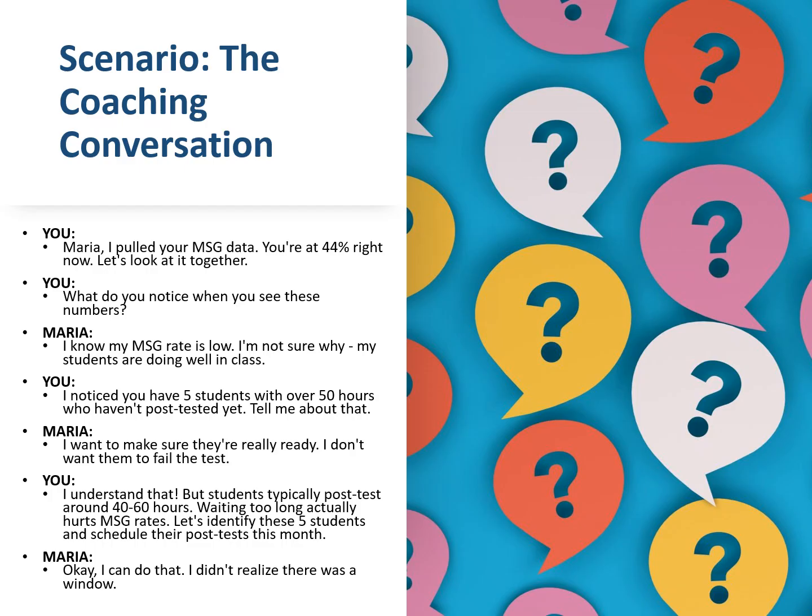Now you set a specific goal. "Great. Let's aim to get these 5 students post-tested in the next 3 weeks. That should bring your MSG rate up to around 60%. I'll also send you the post-test tracker report. Run it monthly so you can see who's approaching testing readiness. Let's check in again in 3 weeks to see your updated numbers." So you were specific, measurable, time-bound, and you've given her a tool, the tracker, to prevent this issue going forward. This is effective data-based coaching.